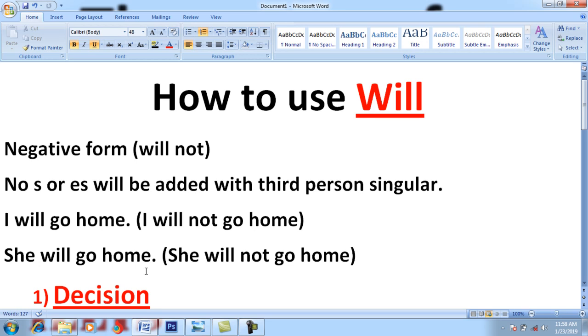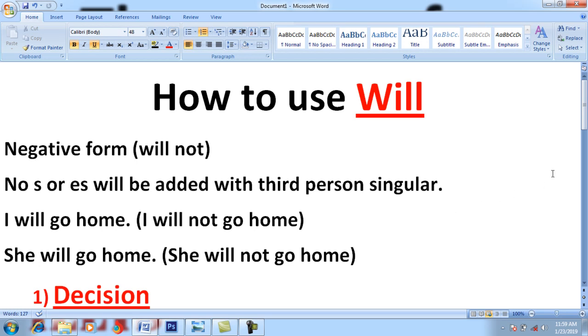Another example, she will go home. So now I used a third person pronoun, but I do not add s or es with the action verb go, because we do not add s or es whenever we use a modal verb. In the same way, we can make the negative statement of a third person pronoun like this: she will not go home.